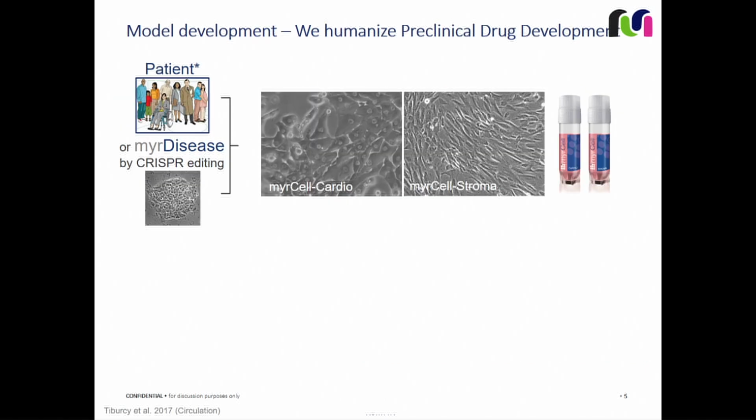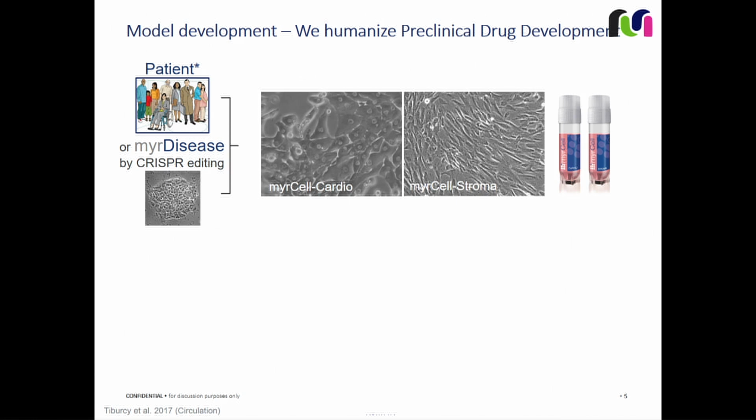Before I go into detail, I just wanted to emphasize that our models have freedom to operate, so they have FTO. We're using patient lines, but we can also genetically modify iPS lines with a mutation of interest. Then we have large-scale generation of cardiomyocytes using bioreactors and, of course, fibroblasts.